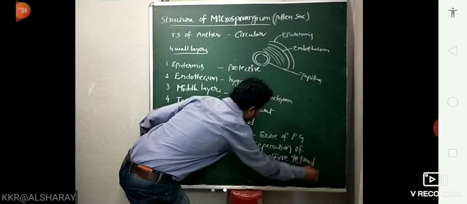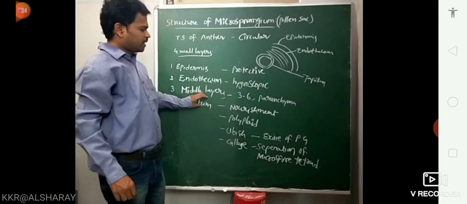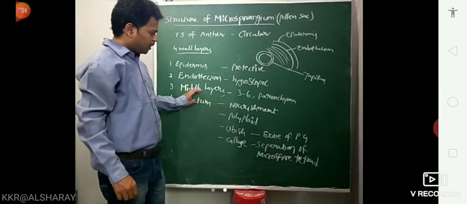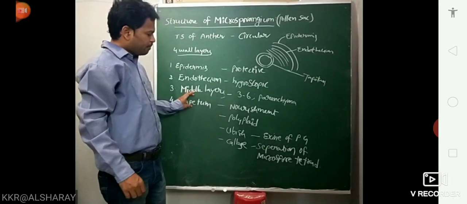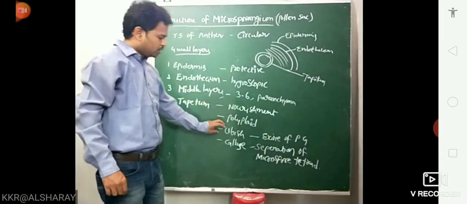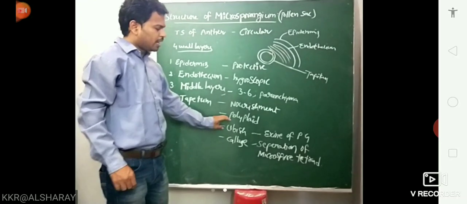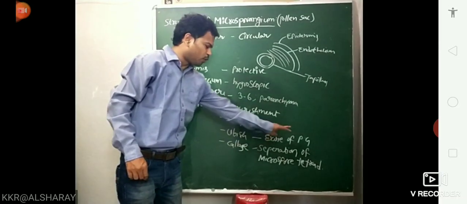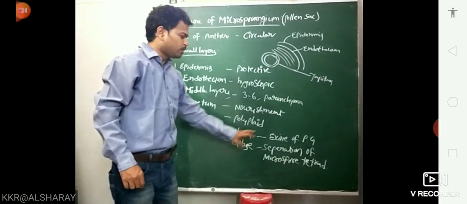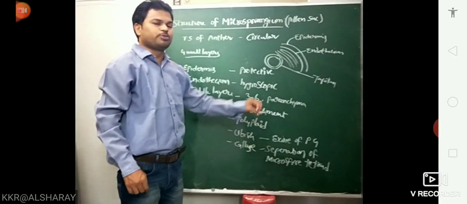I repeat the points here. Tapetum cells give nourishment. Tapetum cells are the innermost layer. Tapetum is in polyploidy condition, with dense cytoplasm and multinucleated condition. Tapetum produces the Ubisch bodies, which help in ornamentation of the exine of the pollen grain. Tapetum secretes the callase enzyme, which is responsible for separation of the microspore tetrad.